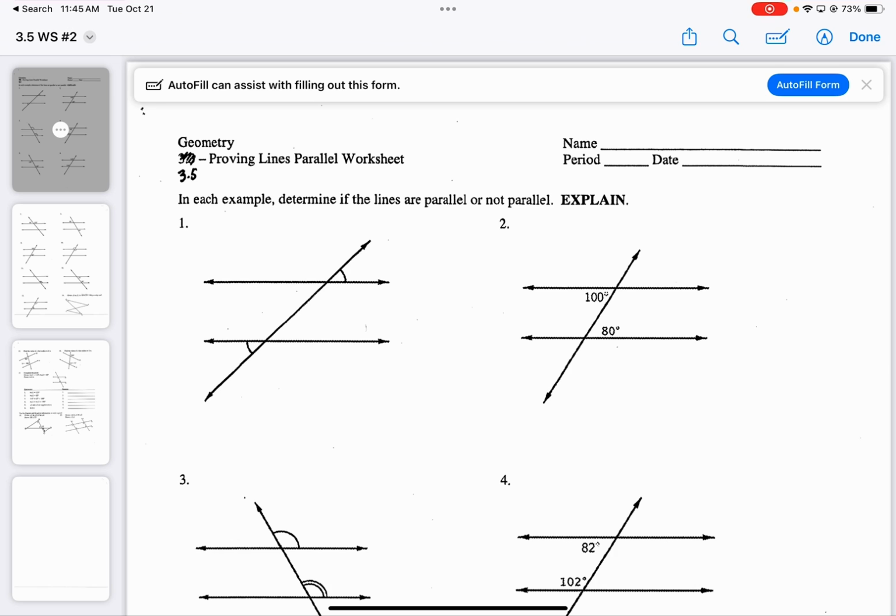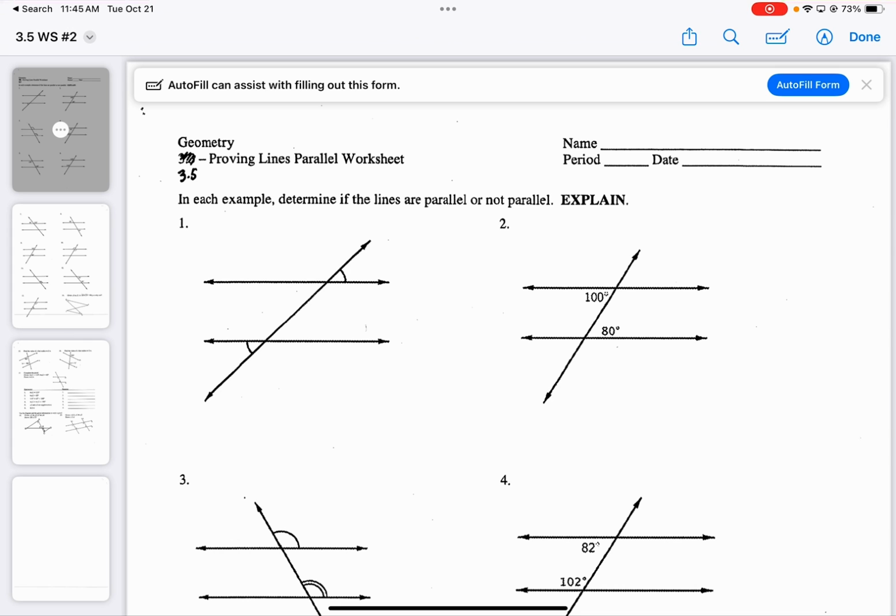We're going to say no, because in order for them to be congruent, they would have to have the same number of arcs. Both of them would have to have 2, or both of them would have to have 1. This is their way of showing you that they're not congruent to each other. So you would say no, not parallel, corresponding angles not congruent.